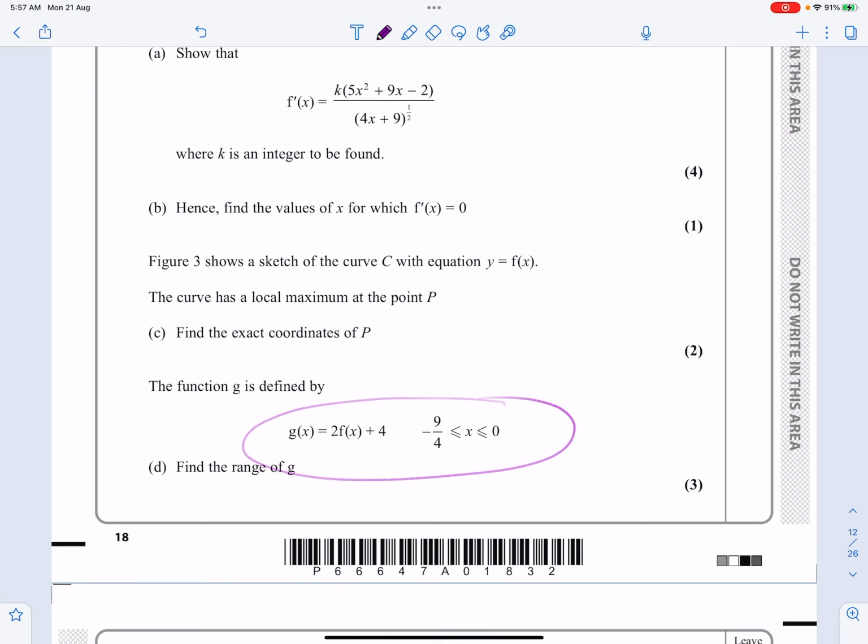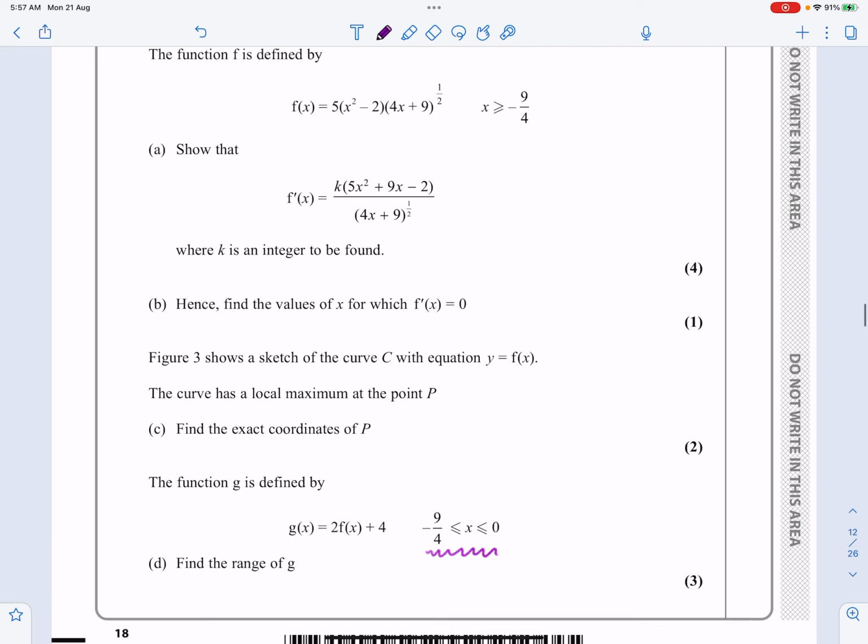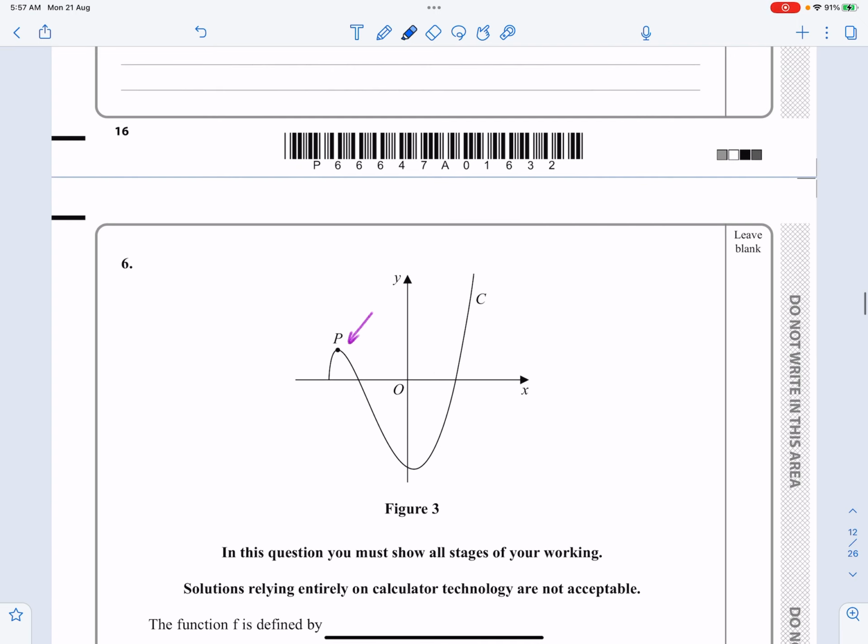It says g, this new function, is going to be 2 lots of f(x) plus 4. But the domain of the values is from 0 to minus 9 over 4. Now I'm suspecting that what they're actually talking about is that part of the graph. But I need to just check that that is the part of the graph from minus 9 over 4 to 0 here. So I've just got to check, is that value minus 9 over 4? If it is, then this is a nice simple graph to be able to do, but we just need to check and see what the domain for this function is going to look like.